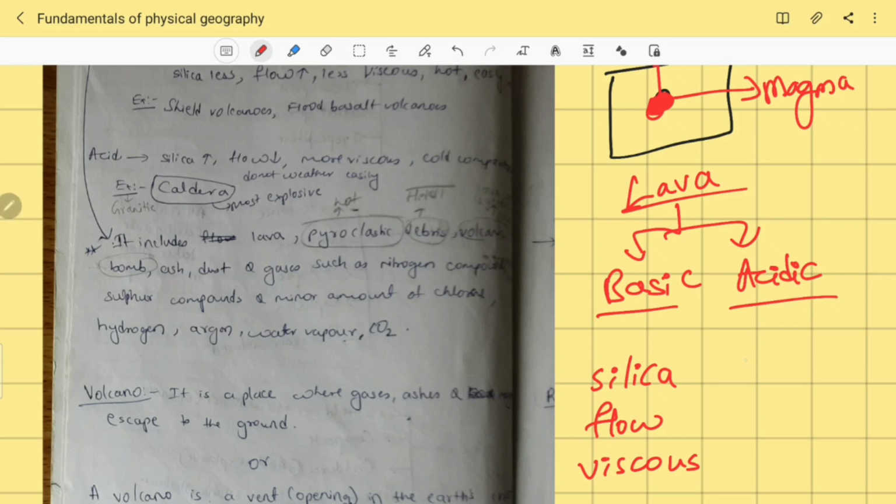So here also let's write silica, flow, viscous. In acidic lava, silica content is more, flow is less, because it's more viscous. If the material is viscous, then the flow reduces. For example, honey is more viscous, so it does not flow easily, right? Water is less viscous, so it flows easily. Basic is the opposite of acidic, so silica content is less here, flow is more, and it is less viscous.